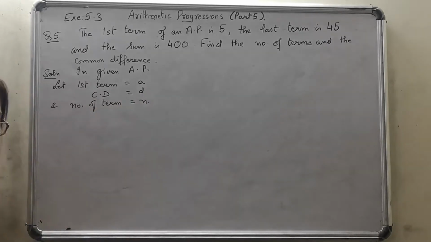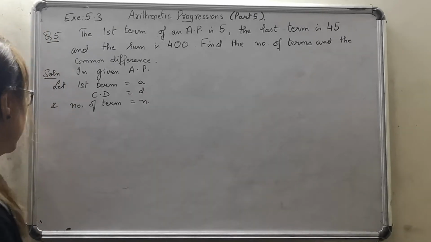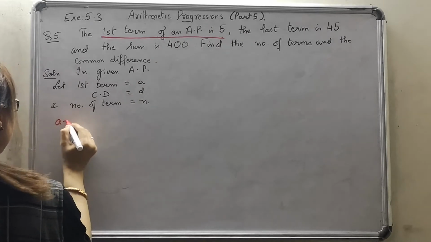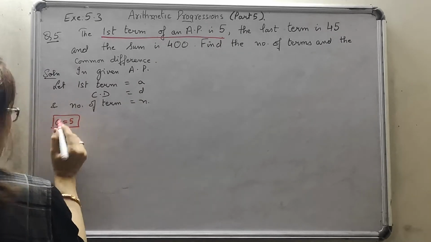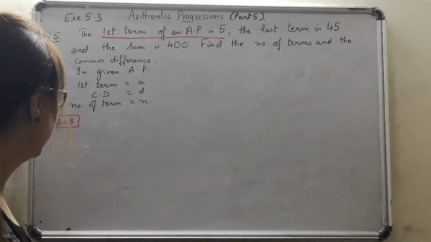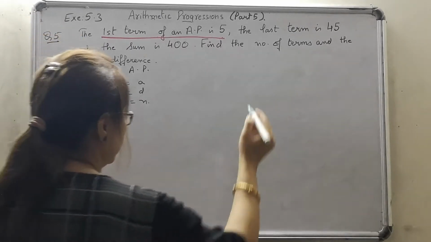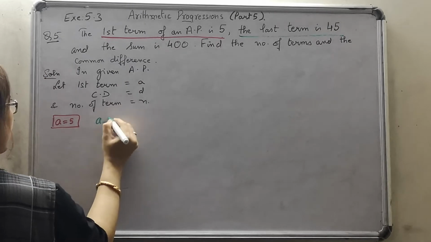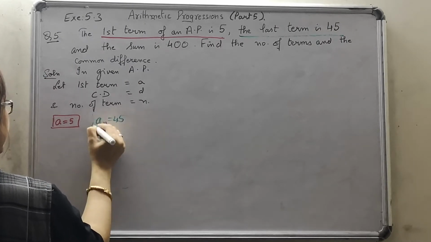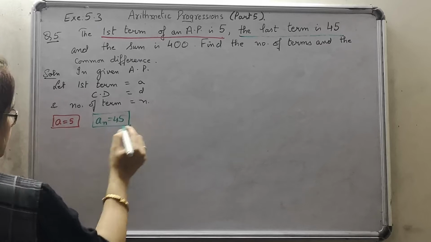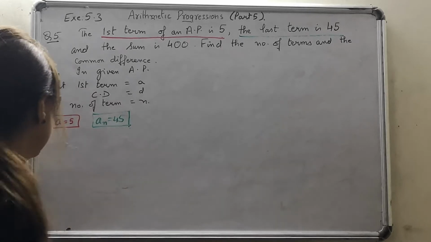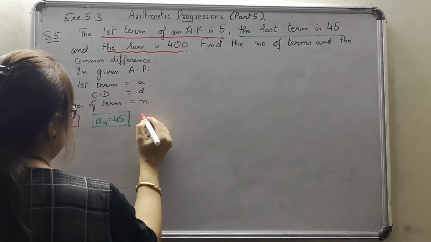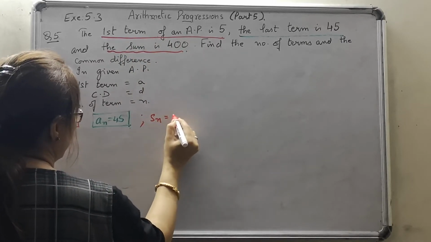Now let's see step by step what information is given to us. The first term of an AP is 5. It means A is 5. What next? They have given the last term is 45. It means AN is 45. The nth term can be represented by L as well, depending upon the demand of the question. And the sum is 400. It means SN is 400.